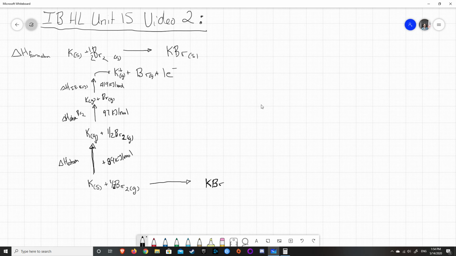So then we finally ended up here. We've taken solid potassium and turned it into gas potassium, potassium in the gas phase. We've broken the bond between bromine.